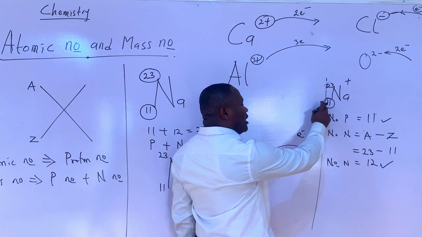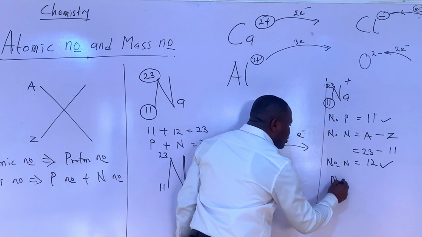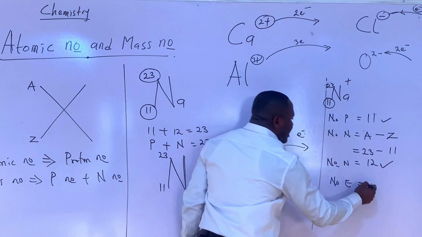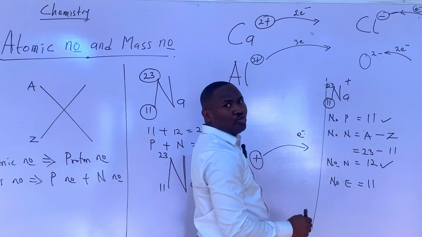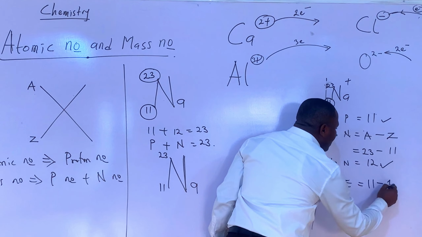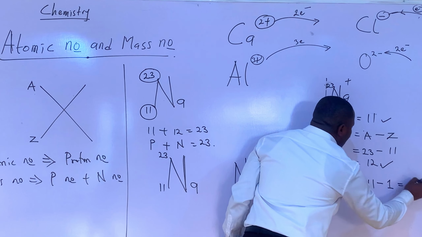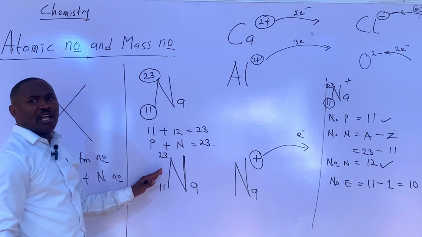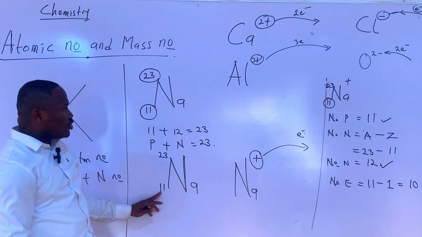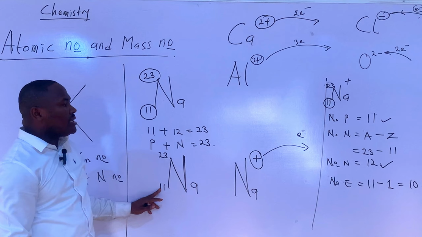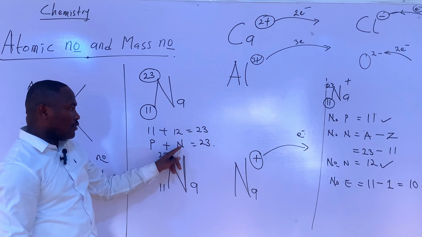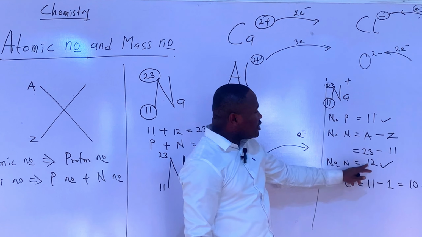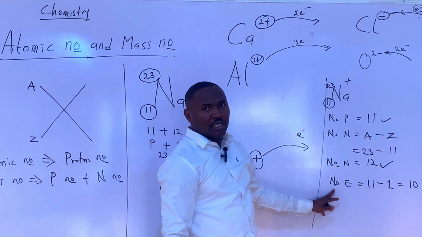Hence, the number of electrons will be equal to 11, which is what it would be if it were neutral, minus the 1 it gives out, which equals 10. So if you compare this as an ion to this as an atom in its neutral state, the proton number is 11, the electron number is 11, and the neutron number is 12. But for the ion, the proton number is still 11, the neutron number is still 12, but the electron number is now 10.